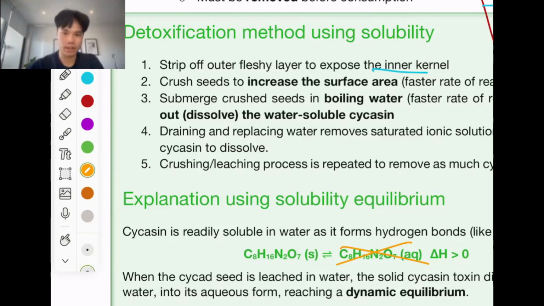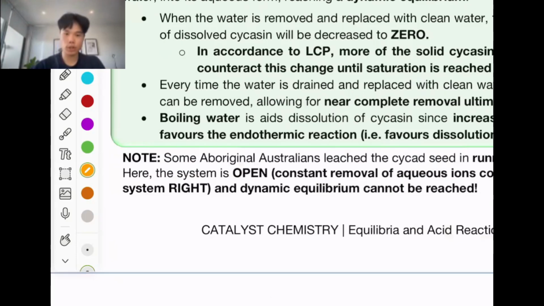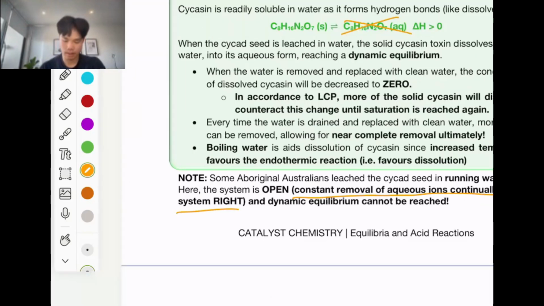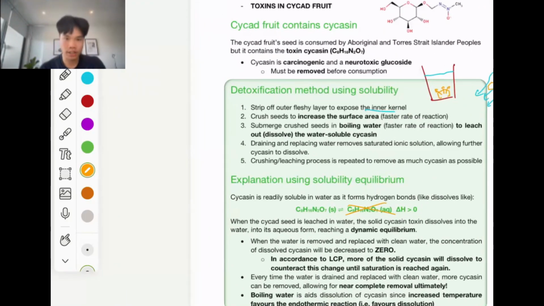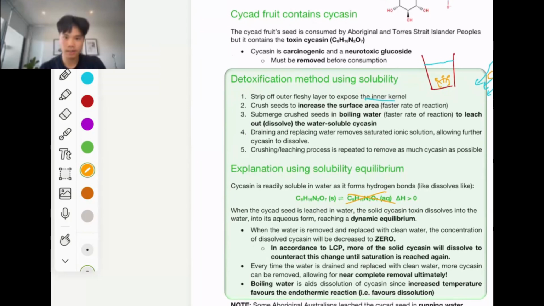Both are valid. Just make sure when you explain the open system one that you're talking about how the constant removal of aqueous ions continually shifts the system right, and you don't establish dynamic equilibria. Okay. Any other questions on cycad fruit? All right.